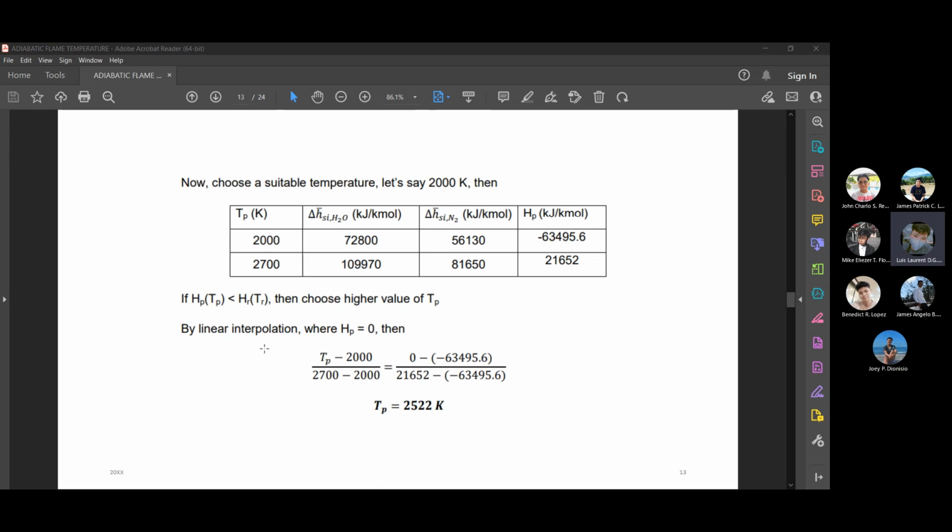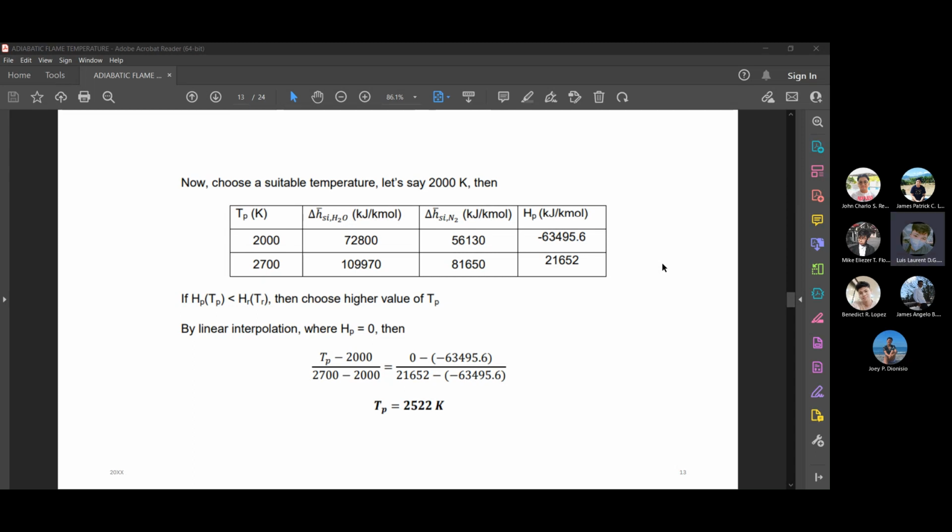Now, choose the suitable temperature. Let's assume that the temperature that we're going to use is 2000 Kelvin. Then, inputting the 2000 Kelvin and 2700 Kelvin in the table, if the enthalpy of the product at temperature TP is less than the enthalpy of the reactant, then choose the higher value of TP, or choose the higher value of the temperature of the product.